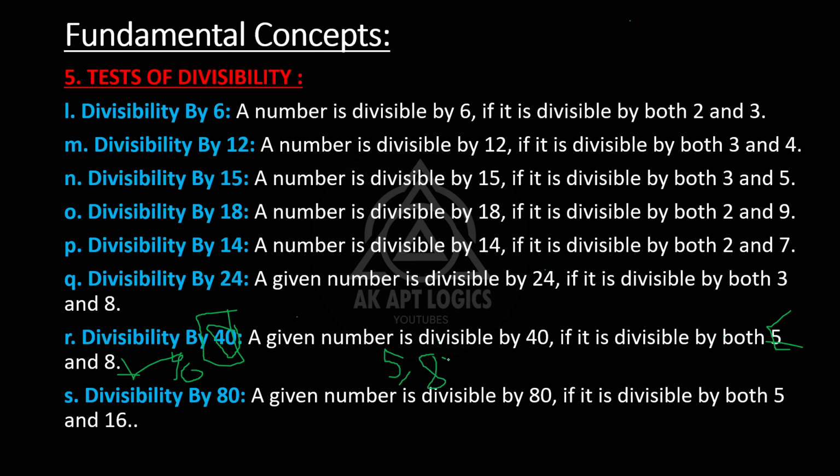I explained about 24, right? Similarly, you check it once for 80. A given number is divisible by 80 when it is individually divisible by 5 and 16 only. Okay, next.